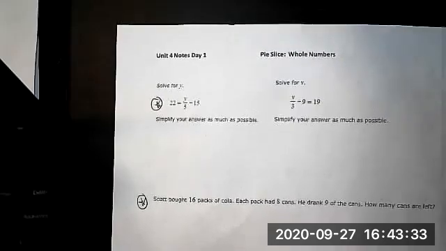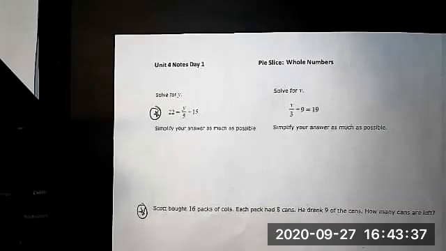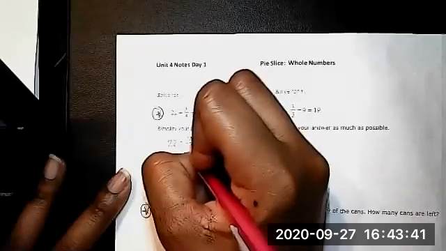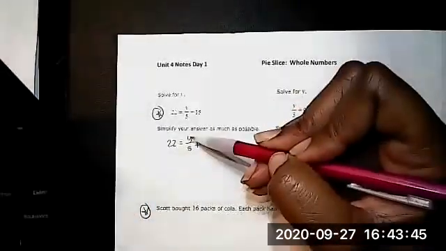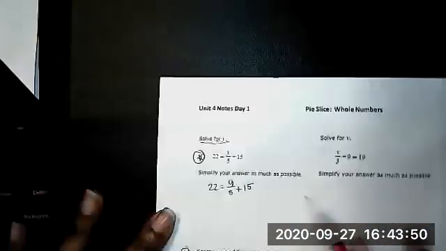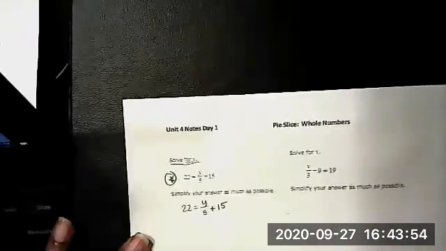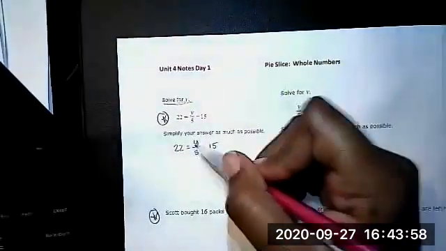All right, so let's look at the next problem. We have 22 equals y over 5 plus 15. And again, remember what your purpose is. It says solve for y here. Kind of hard to read, but it does say solve for y there. Let me turn off this light, see if that helps. Not really. Okay, so we're going to solve for y in this case.